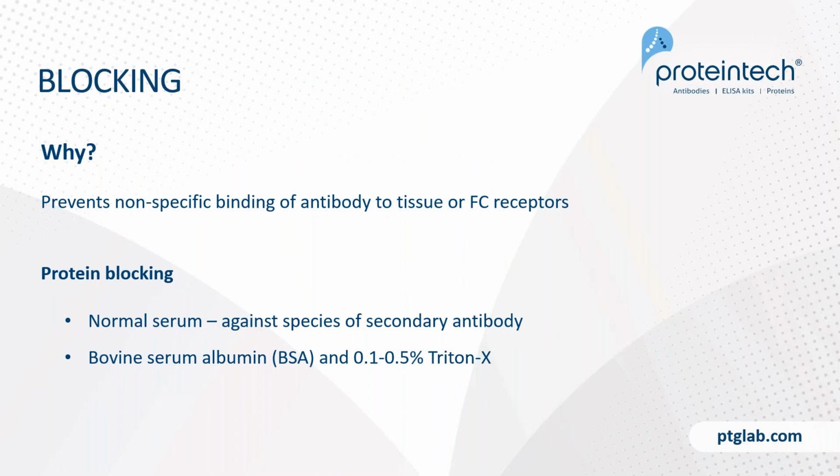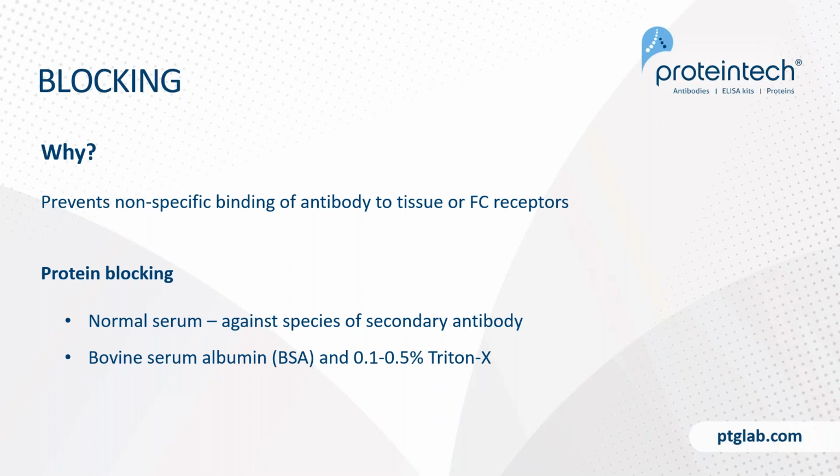So why do we need to block our samples? We need to have a blocking step in our samples, as this prevents any non-specific binding of an antibody in the tissue or to any endogenous Fc receptors. Serum is a common blocking agent, as this contains antibodies that will be able to bind non-specific sites already. So therefore, this is an important step to do prior to our primary antibody incubation.